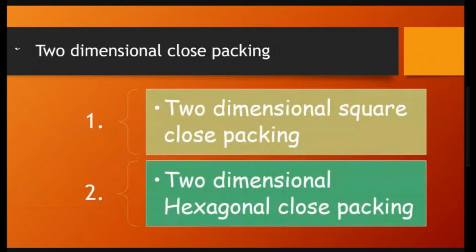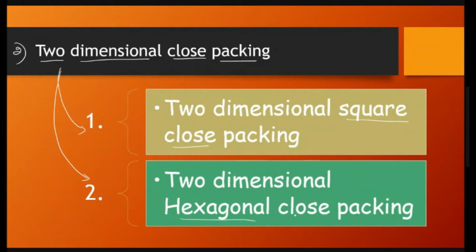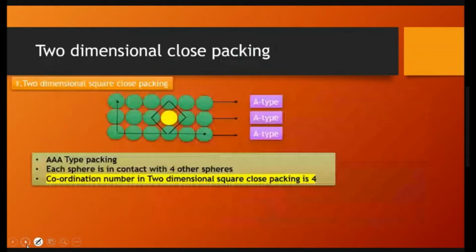Coming to the second one, we have finished the first, that is, one-dimensional close packing is over. Now coming to two-dimensional close packing. In case of two-dimensional close packing, you have two ways of arrangement. That is two-dimensional square close packing and two-dimensional hexagonal close packing. The name itself says you are getting a square shape structure and also a hexagonal shape structure. Let us understand with the diagram.